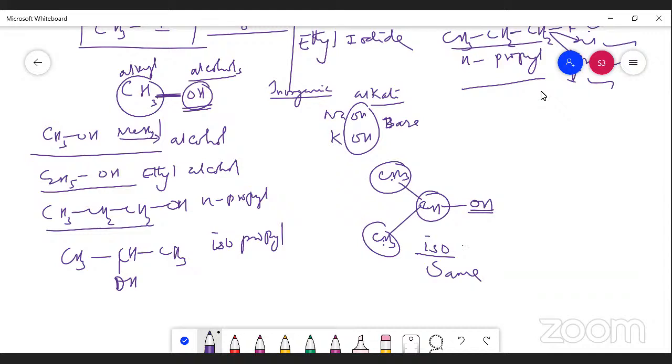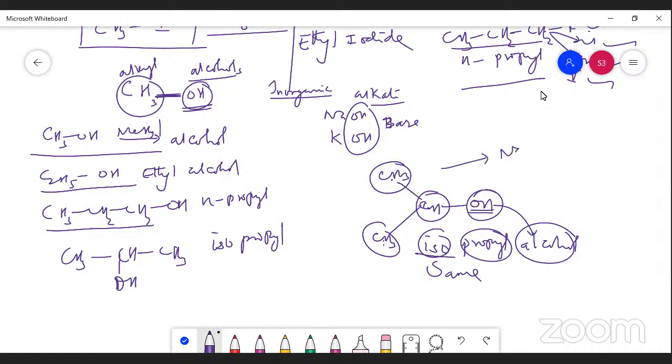This is iso. Three carbons, we can say it is propyl. If there are three carbons, we can say propyl. This is isopropyl alcohol. Why can we say it is alcohol? Due to the presence of OH. There is an OH, alcohol. There are three carbons, propyl. There is the same alkyl attached to this carbon, iso. This is a simple method of naming those compounds.